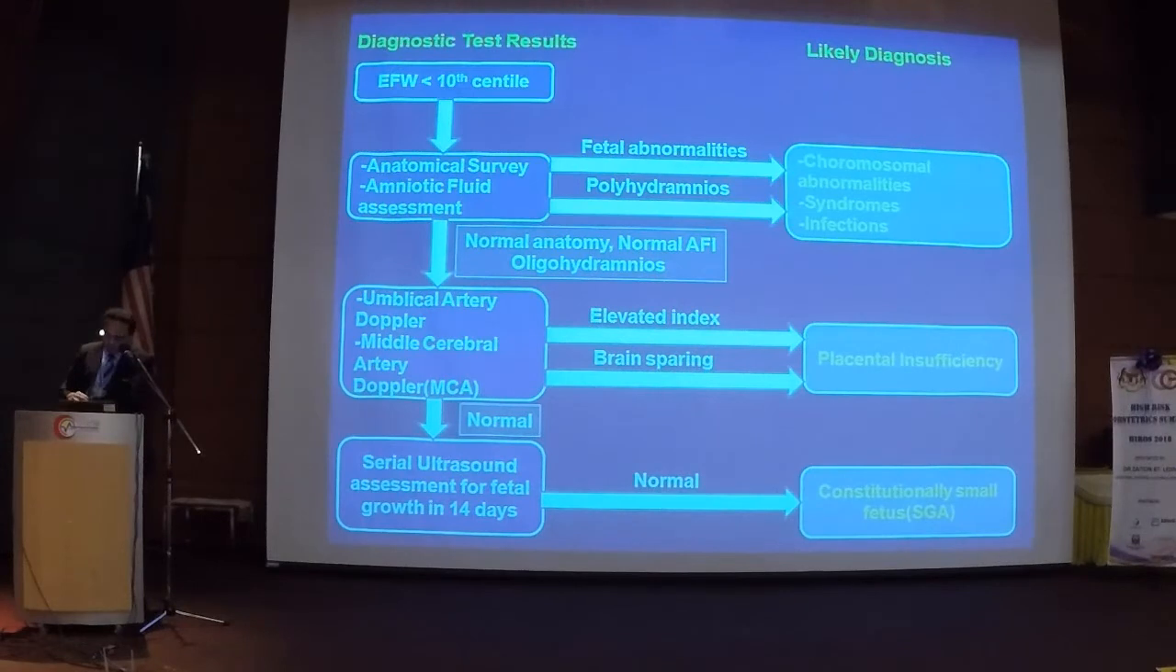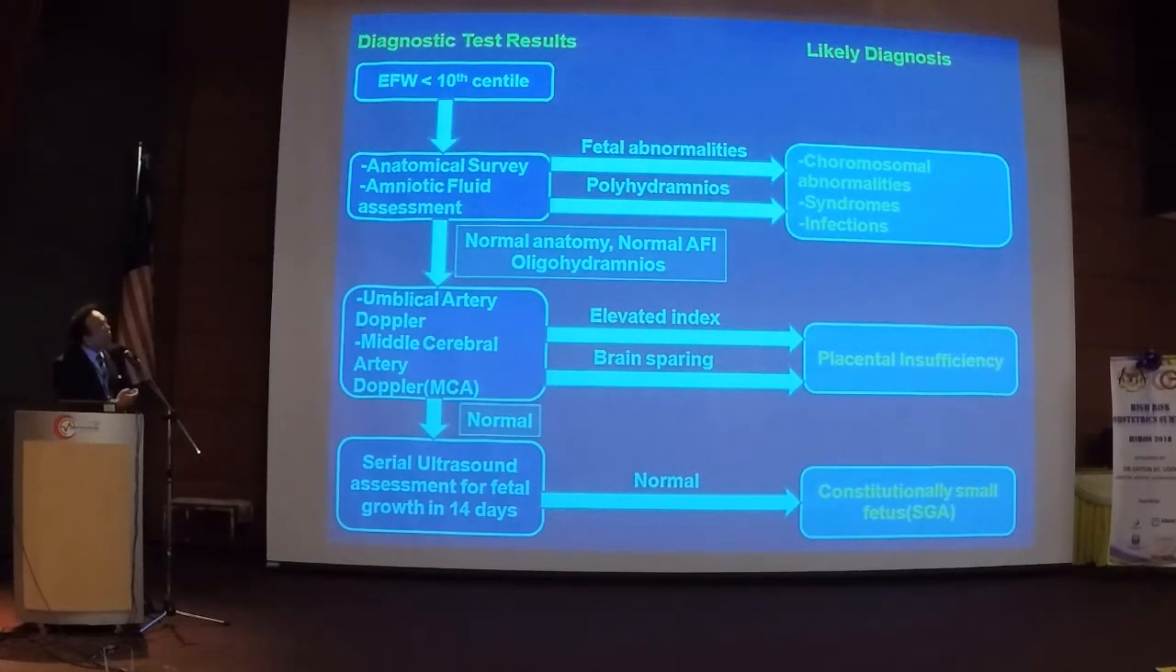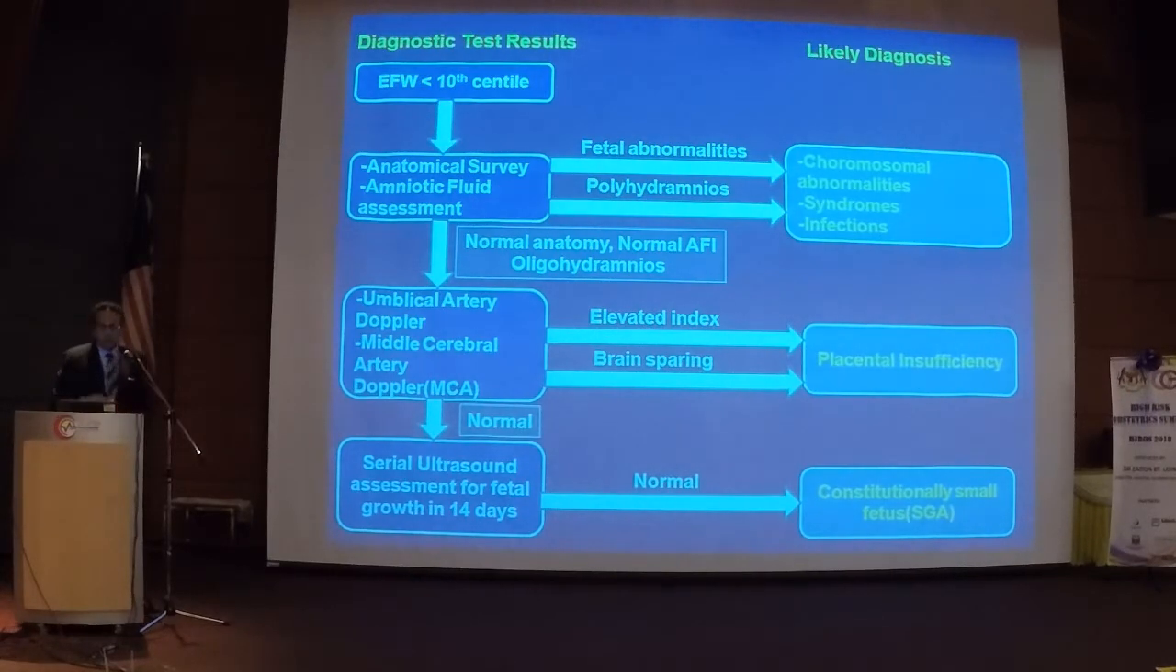So, okay, just time check now. Okay, this is the flow which we can actually go through. When a patient comes to you, you realize the patient has got a small baby, estimated fetal weight less than 10th centile. What we do, we can actually do an ultrasound. Okay? We look at the baby, we do an anatomical survey. I'm not asking you to do a detailed anatomical survey, but at least look at the baby, we can do the measurements, and so on. Look at the amniotic fluid.